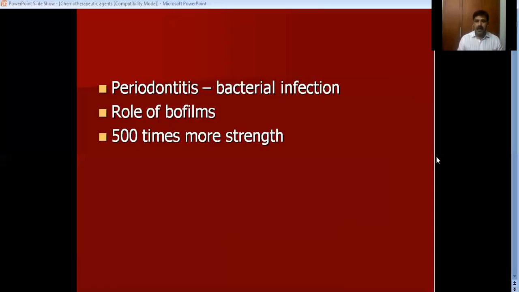But the problem here is that with a biofilm-like nature, you actually need 500 times more strength of antibiotic to act inside the biofilm. So keeping this as a basis, we'll discuss this topic of anti-infective therapy. Basically, we are going to discuss the role of different antibiotics or antimicrobials in the management of periodontal disease.